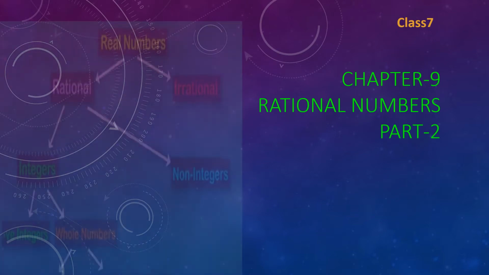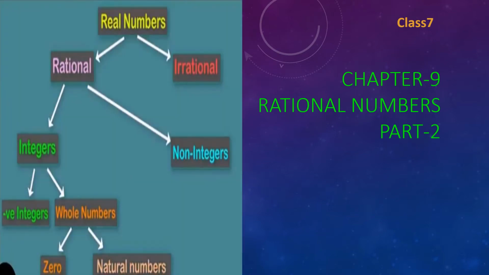Any number which can be expressed in the form p by q is a rational number. Thus, we have seen that all the collections of numbers which we have learned are rational numbers. That is, the set of all natural numbers or counting numbers are rational numbers. 0 is a rational number. Therefore, whole numbers are also rational numbers. Negative integers are also rational numbers. Therefore, the collection of negative integers and whole numbers together forms integers. Integers are also rational numbers.